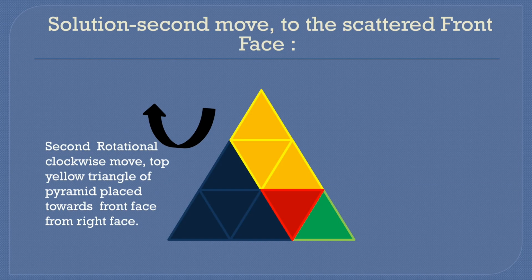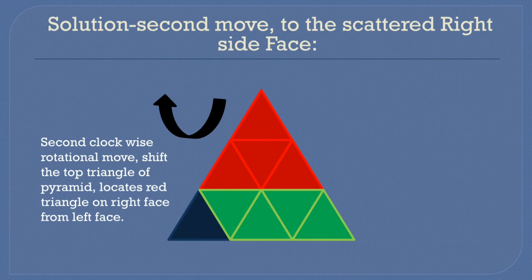The second solution move is a clockwise rotation, moving the top yellow triangle of the pyramid toward the front face from the right face. During the second clockwise rotational move, the top triangle of the pyramid shifts, placing the red triangle from the left face onto the right face.